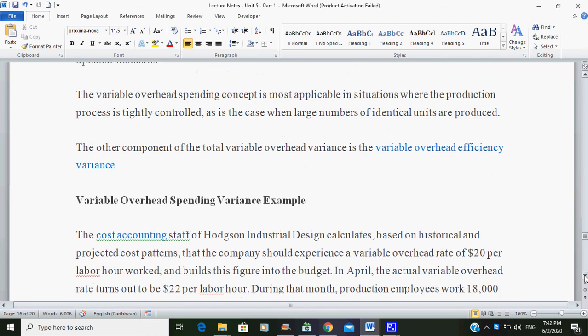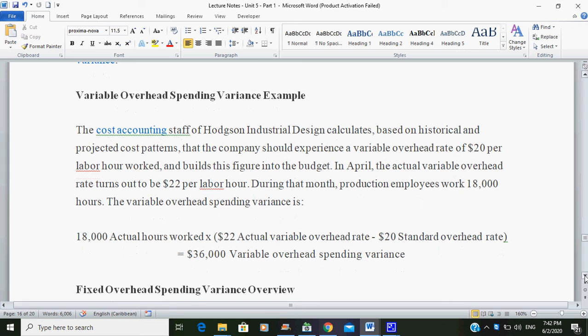Fixed overhead spending variance overview now. The fixed overhead spending variance is the difference between the actual fixed overhead expense incurred and the budgeted fixed overhead expense. An unfavorable variance means that the actual fixed overhead expenses are greater than anticipated. The formula for this variance is actual fixed overhead minus budgeted fixed overhead. You can tell whether it is unfavorable or favorable based on the actual and budgeted amounts. Actual fixed overhead minus budgeted fixed overhead equals fixed overhead spending variance.